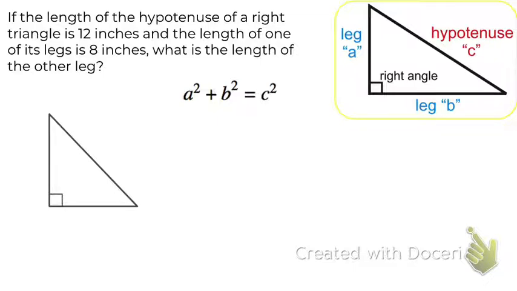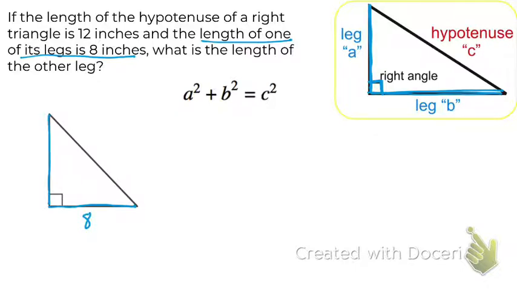The legs are the two sides that form that right angle. So if you look over here in the top right, we see these are our legs because they form this right angle. So in our case, this would be a leg and this would be a leg. It's telling us that the length of one of its legs is 8. So let's say this one is 8.